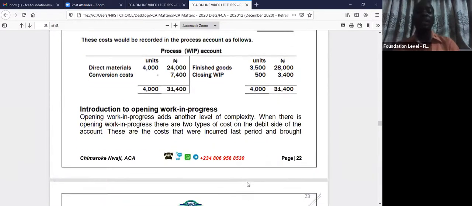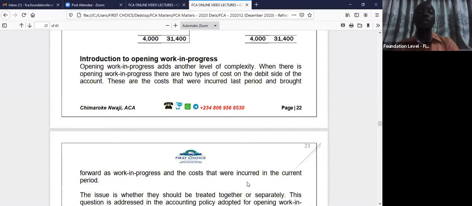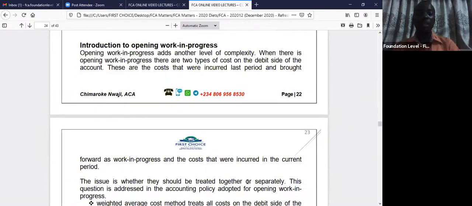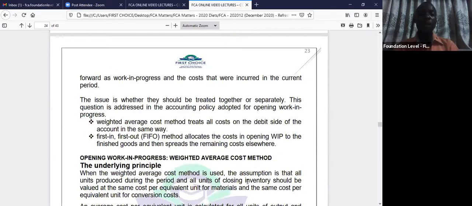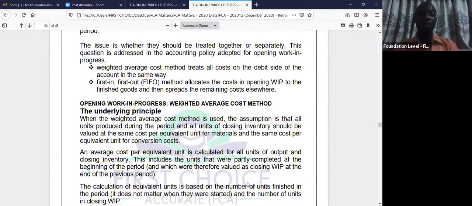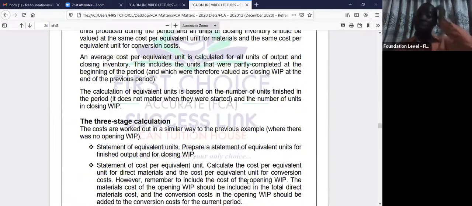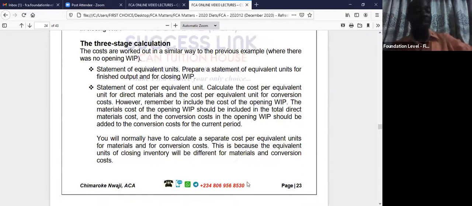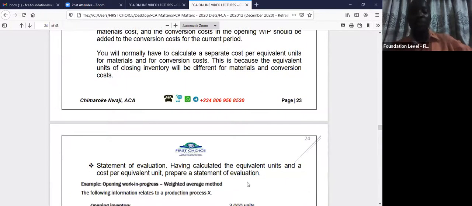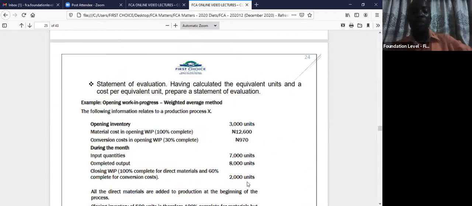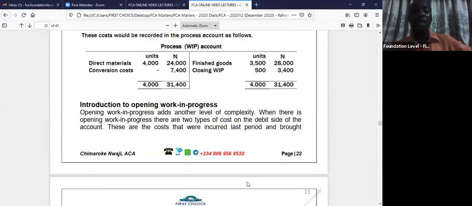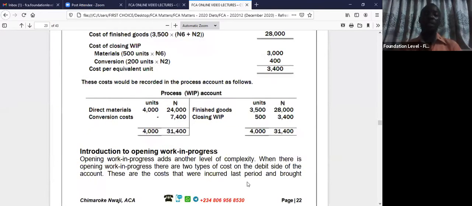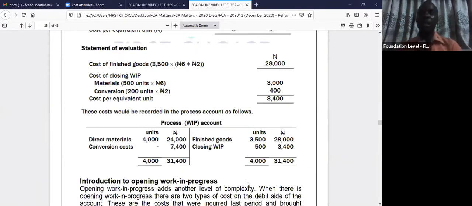Now, our next class, we'll be looking at work in progress for opening. We'll be treating the FIFO and the weighted average method. Why I don't want to teach it now, it might make you forget what we just did in closing work in progress. So I don't want you to forget the closing work in progress. I want you to look at closing work in progress, how we've just treated it. Master it.